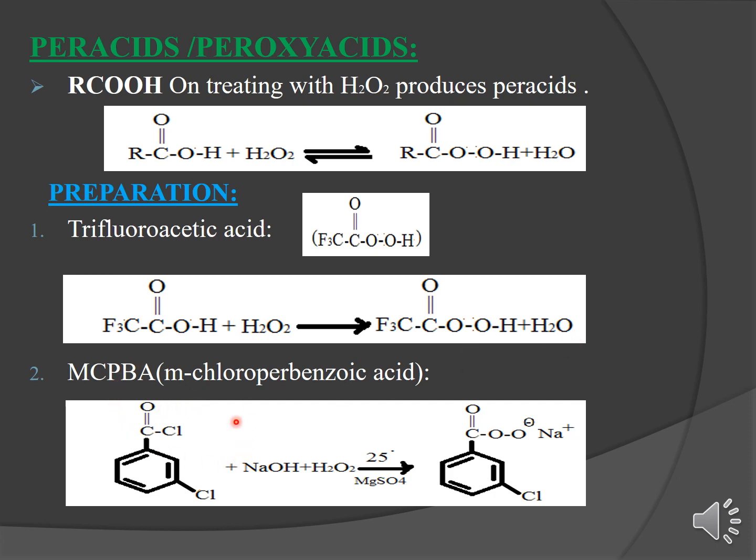And then moving on to the second preparation, it is metachloroperbenzoic acid. This M should not be in caps, just maintain this. The M should always be in small. Make it a small m. MCPBA. This is a small m.